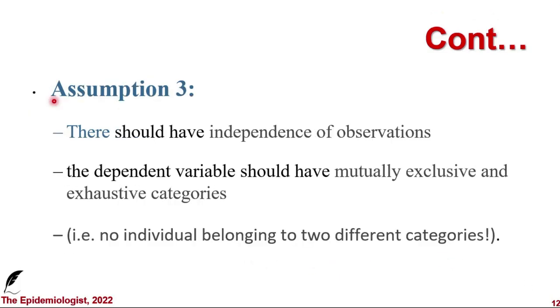The third assumption is related to the dependency of variables included in the analysis. There should be independence of observation. The variables should not have any known relationships in data collection or assignment. Moreover, the dependent variable should have mutually exclusive and exhaustive categories. There should be only 1 option of the outcome variable for a predictor, that is, no individual belonging to 2 different categories.